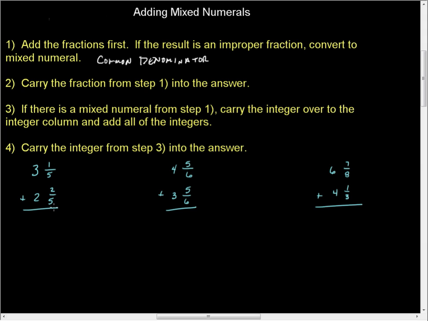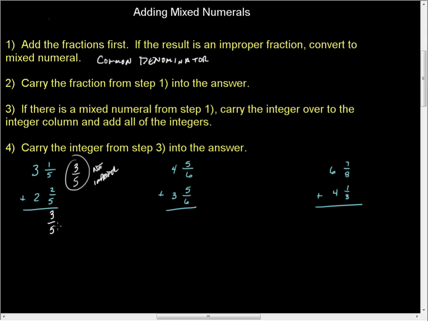So we have 1/5 plus 2/5. Well, in that case, we have a common denominator, so we just add the numerators, and we get 3/5. Okay, so we're going to come over here. This is not an improper fraction. And so we can go ahead and move on to step 2. Step 2 says carry the fraction from step 1 into the answer. And so we're going to keep this 3/5 down here.